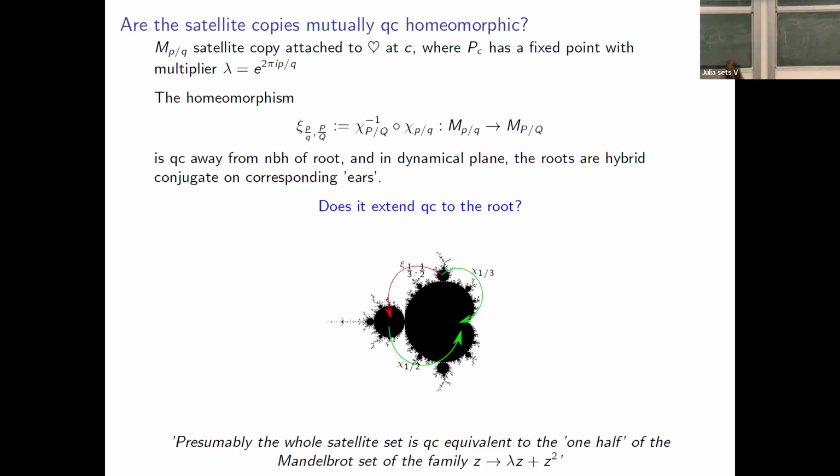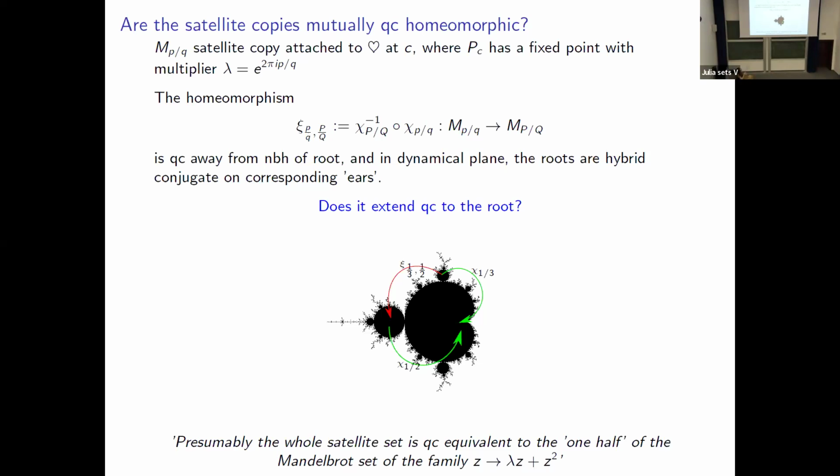And this remark is for saying that this was kind of expected, that this homeomorphism between satellite copies would be quasi-conformal at the root. In the wonderful paper of Lubitsch, where he proved quasi-conformality of satellite copies and of primitive copies of the Mandelbrot set outside the neighborhood of the root, he actually says that presumably the satellite copies all have a quasi-conformal model.